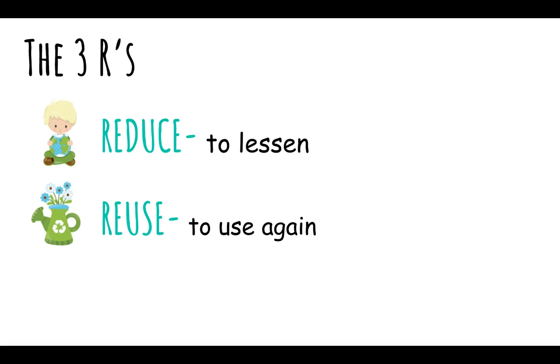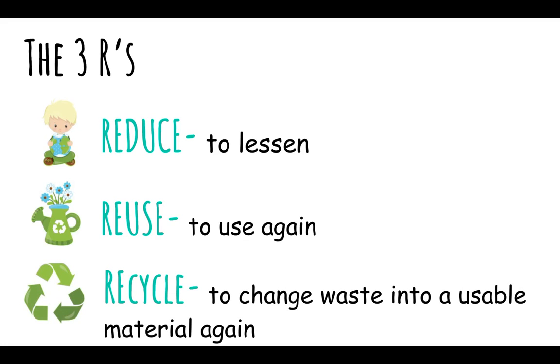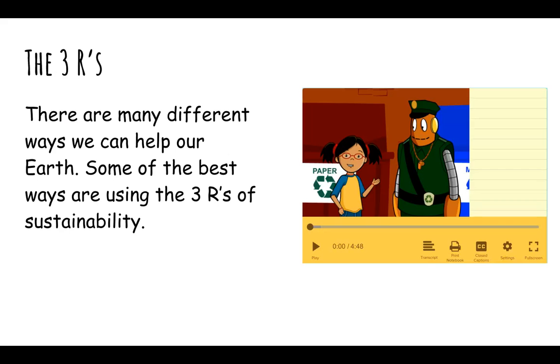The next R is to reuse, and this means to use again. And the third R is to recycle, and this is to change waste into a usable material again. Recycle may be the most common of the 3 R's that we know because a lot of us recycle our cans or bottles and also paper. While there are many different ways that we can help our Earth, practicing the 3 R's of sustainability is probably one of the best and easiest ways for us.